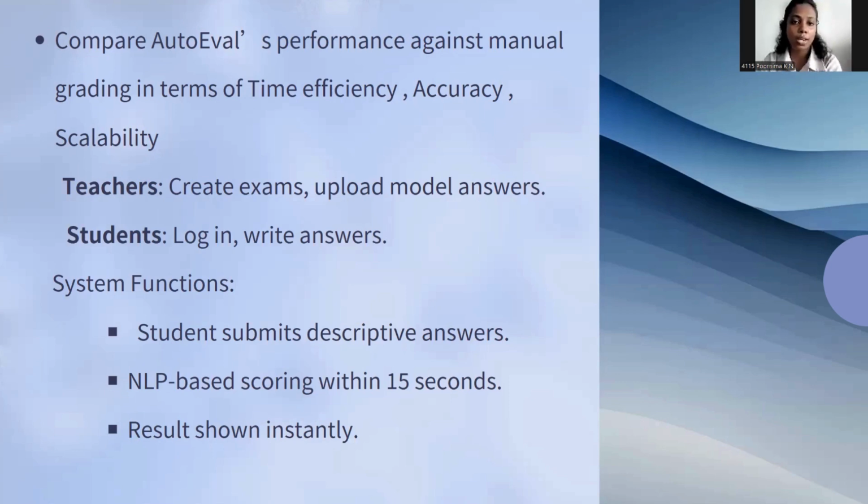Finally, to check the performance of the whole system, the system's grading is compared with manual grading in terms of time efficiency, accuracy, and scalability. So let's see this performance analysis in values. It's over to you, Amisha.